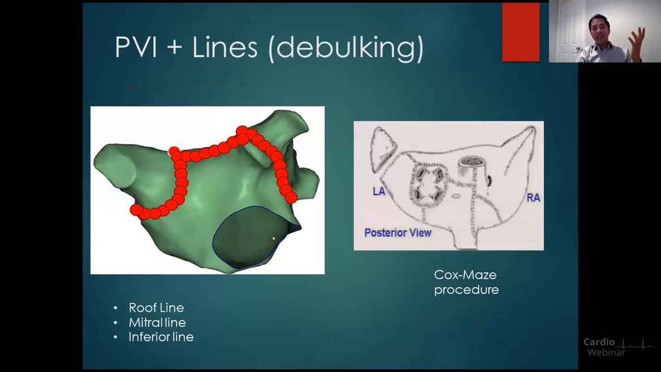So because of that, the electrophysiological community start to do more than just isolating the pulmonary veins. We start doing what's called lines. You may have heard them doing lines. There are various different ones. There's a roof line, there are mitral lines, there are inferior lines. This basically harks back to what the Cox-Maze procedure does, which is where they try to debulk the atrium into just smaller compartments in order to reduce the substrate burden within the atrium.